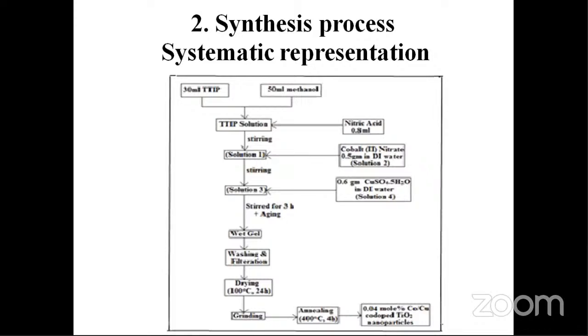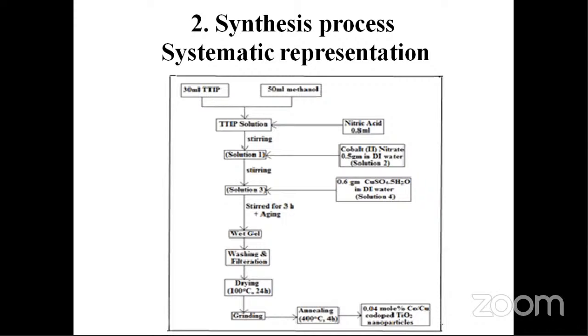For synthesis of 0.04 mol% cobalt copper co-doped TiO2, 13 ml of TTIP was added into 50 ml of methanol under constant stirring. After 1 hour, 0.8 ml of nitric acid was added to the as-prepared mixture and stirred continuously for 30 minutes. The as-obtained solution was named solution 1. Solution 2 was prepared by dissolving 0.5 gram of cobalt nitrate in a small amount of DI water. Then solution 2 was added slowly to solution 1 under vigorous stirring for 30 minutes at room temperature. The as-obtained solution was solution 3.